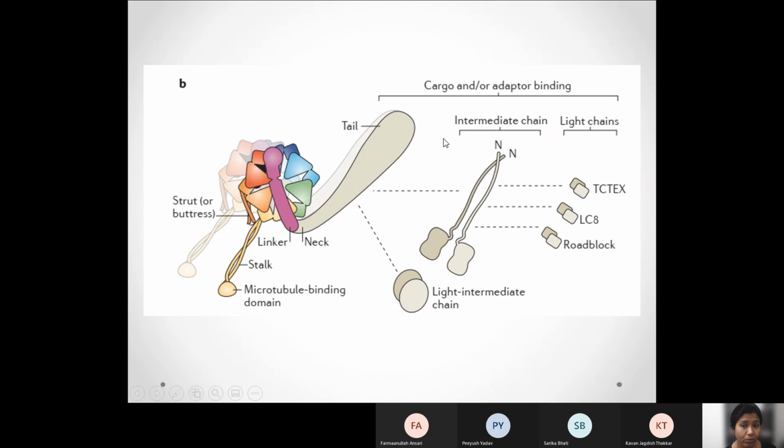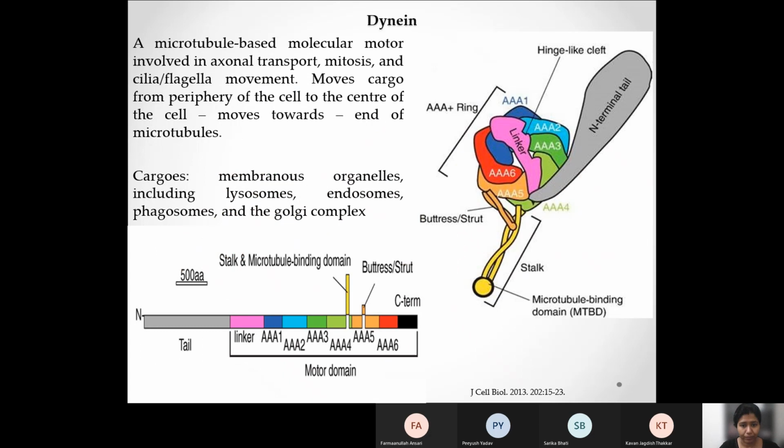Not much is known about this region. It's still a little, not a little, it's a lot obscure. We do know that it binds to all of these associated adapter binding proteins or intermediate chains or light intermediate chains, and it helps in selecting out the cargo. So that's all that we know about it.